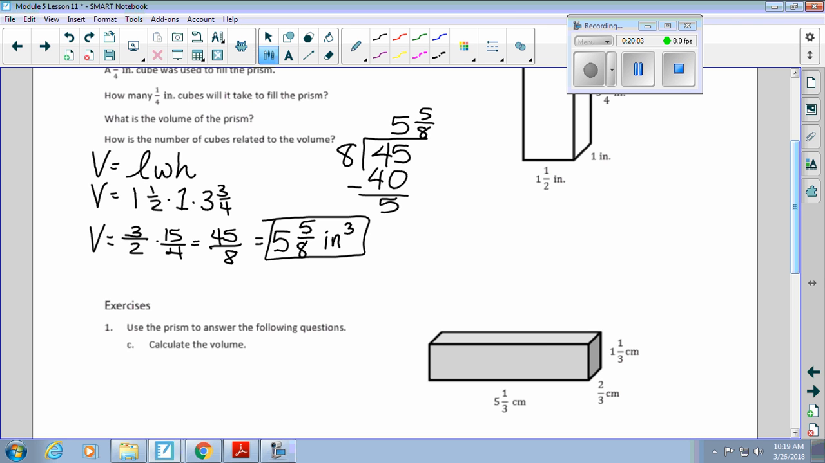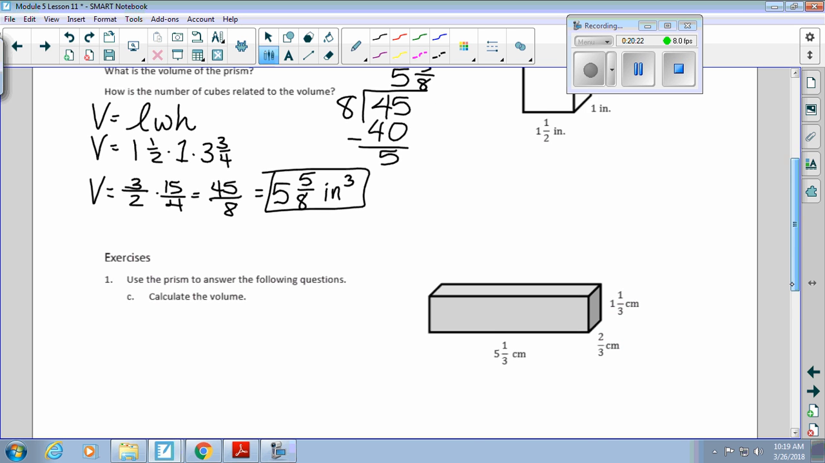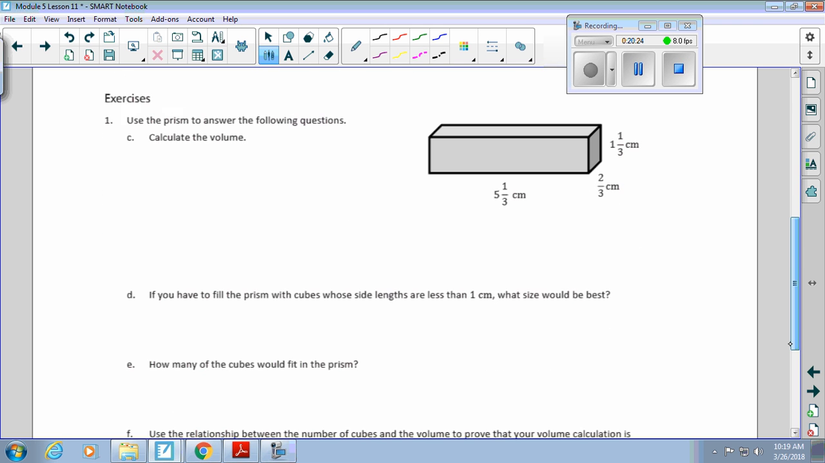I was writing area earlier today because we have been doing area for so long. It was stuck in my brain. But anyway, this is volume, so that's cubic. 5 and 5/8 cubic inches would go into this. So if I had 1 inch cubes, 5 and 5/8 of them would be what I would need to fill that up. Okay, we're going to do this next example.